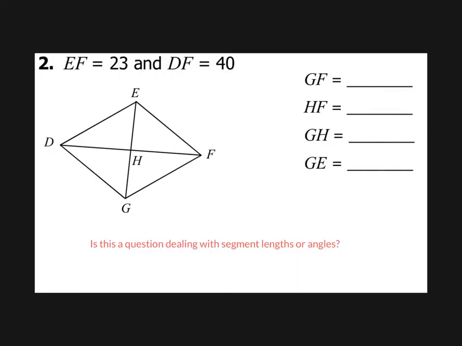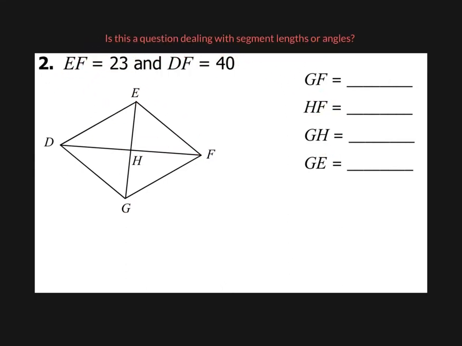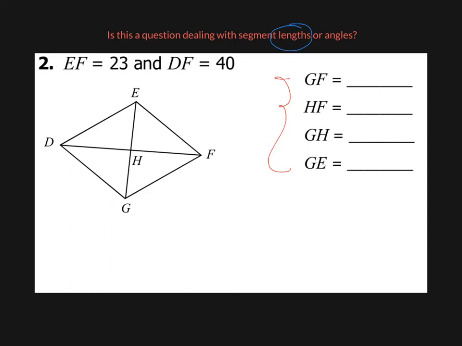So for number 2 and every other question after this, we have to answer this question right here. Is this question dealing with segment lengths or angles? So I'm looking at all four of these, and undoubtedly we are talking about segment lengths. So I'm going to think about what I know about segments. I know that all four of these are the same. I know that the diagonals bisect each other. So this is what I know for a fact about all of the segments that I see in this picture.